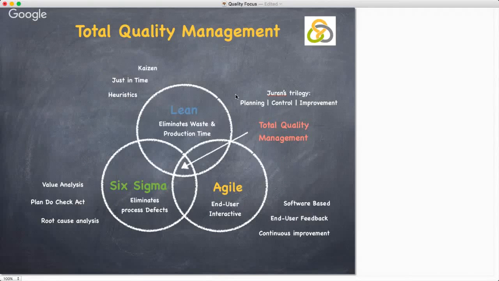TQM is more of a philosophy than a specific method and incorporates into its fold various quality measurements, controls and improvement tools. There are many quality improvement methodologies, and they are listed around the outside of this trilogy, this Venn diagram. But in particular, today we're going to look at Lean, Six Sigma and Agile.